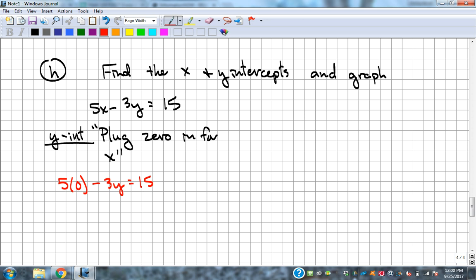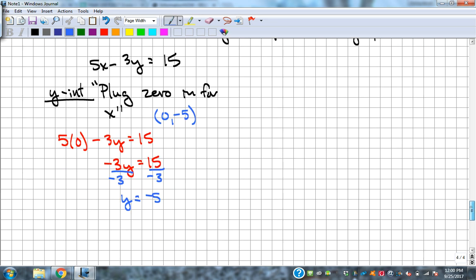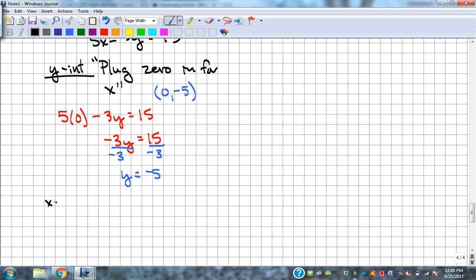Okay? So the good thing about X and Y-intercepts, when I multiply 5 times 0, what happens to this? Cancels out, goes away. And I have this equation, -3y equals 15. We did those the very first week of class, August the 3rd. All you've got to do is divide it by -3. 15 divided by -3 is -5. So the Y-intercept is going to be at the point 0, -5. And then you would go find the X-intercept.